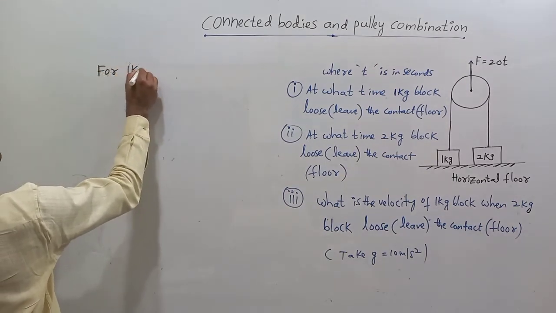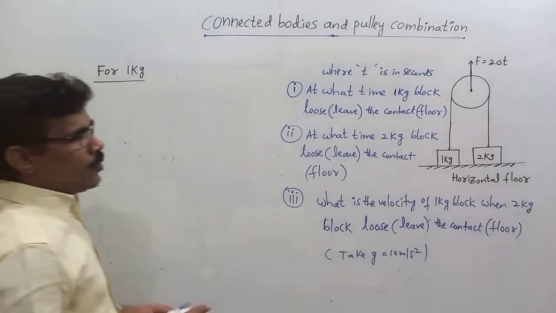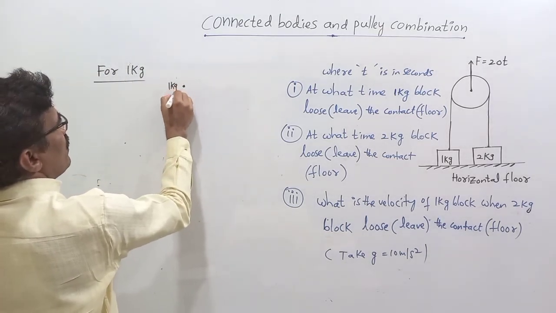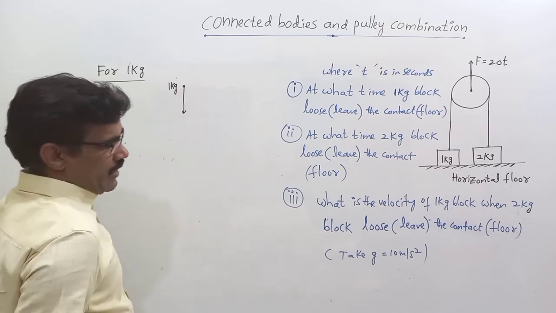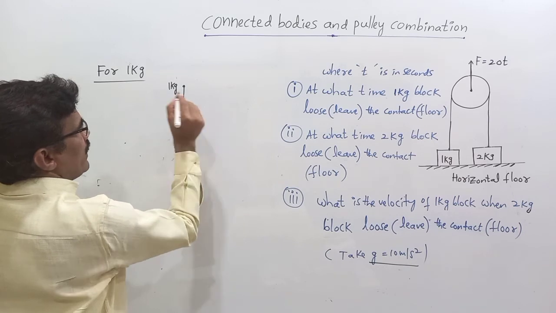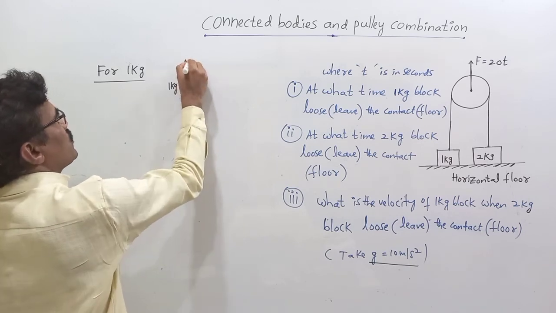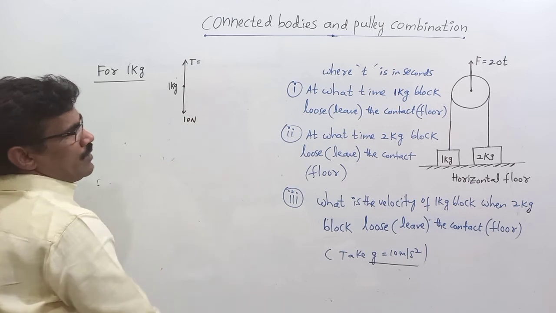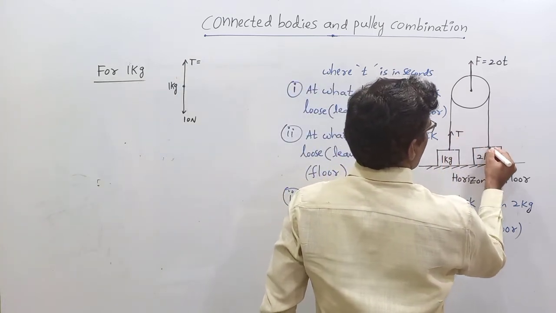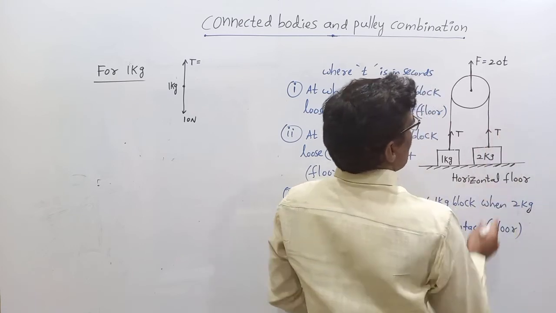For the 1 kg block, how many forces are acting on it? So this is the 1 kg block. Its weight is acting vertically downward. g is 10, that's why 10 Newton acting in the downward direction. Tension in the string T, upward direction. T is nothing but here, this side. Capital T, here also capital T.